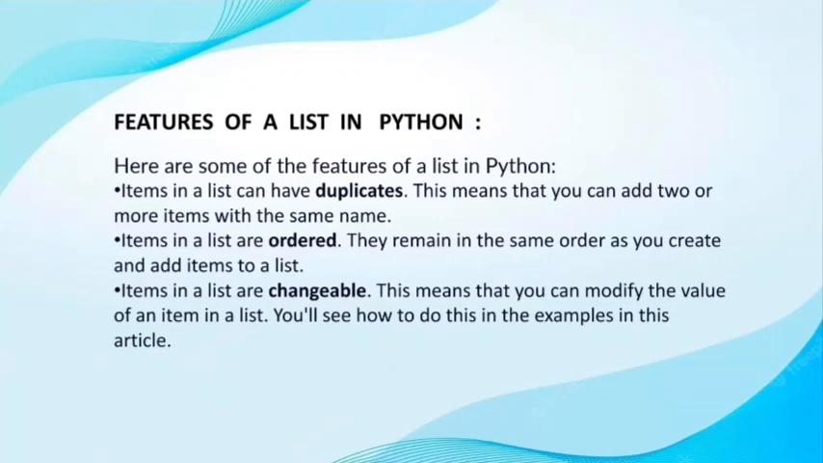The second one is that the items in a list are ordered, which means they remain in the same order as you create and add items to a list. And the last feature is that the items in a list are changeable. This means we can modify the value of an item in a list. We will see these in the following examples.